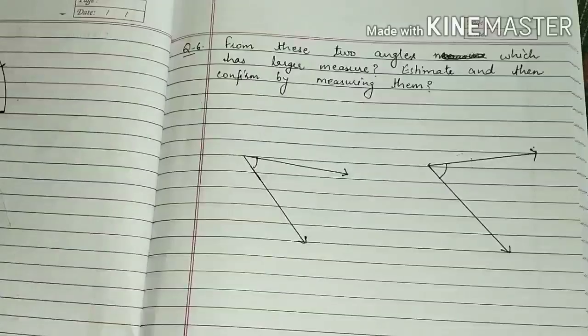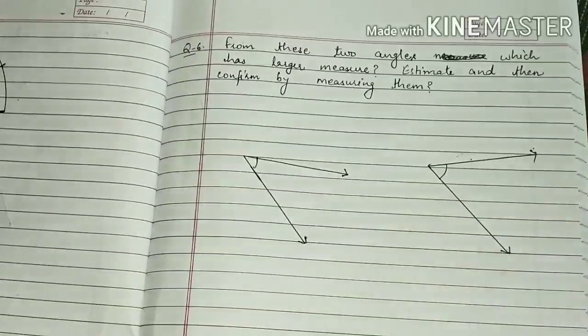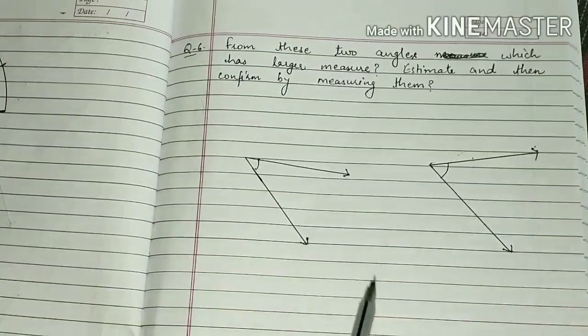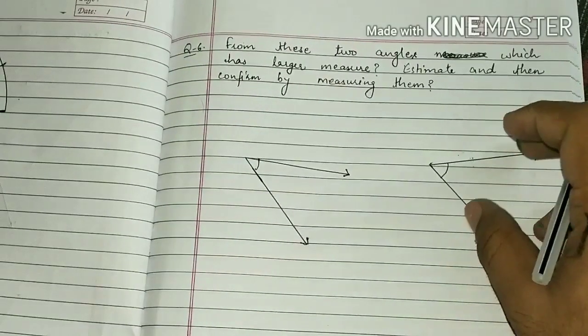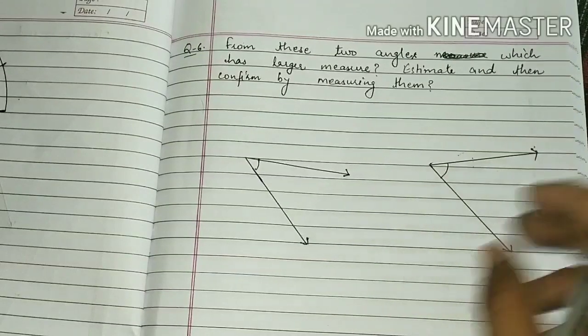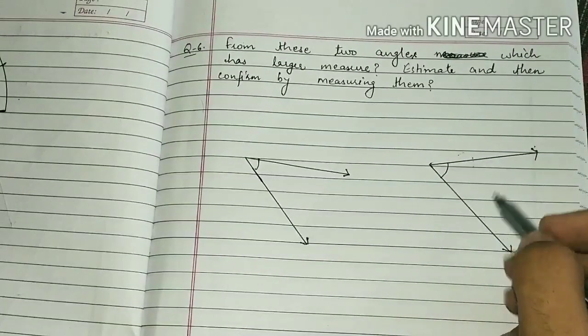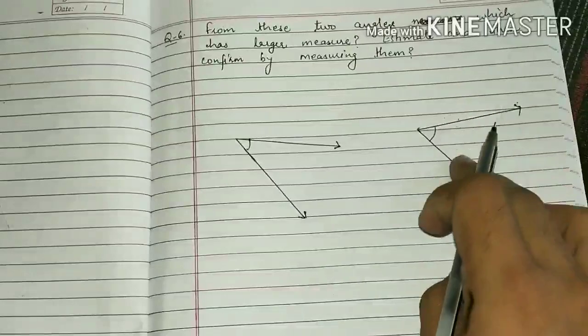Okay. Now we are going to do the sixth question. What is the sixth question? Two angles are given, and from these two angles which has larger measure, estimate and then confirm by measuring them. First of all we should estimate them. If we estimate these two angles, then we can say that this angle has larger measure. Why? Because this has larger opening, so this angle has larger measure.